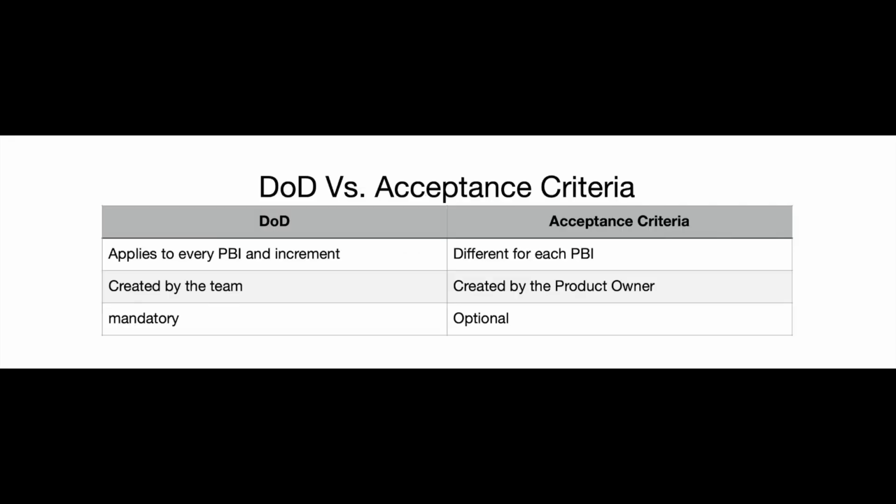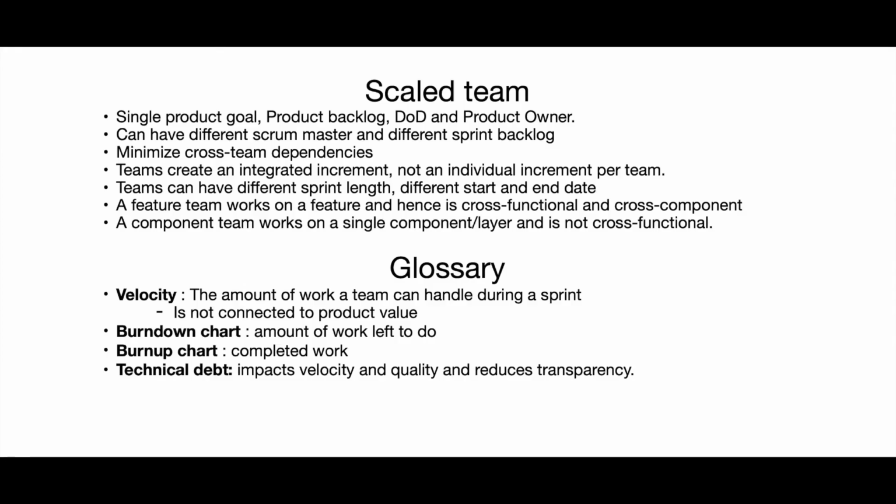Definition of done versus acceptance criteria. Definition of done applies to every PBI and increment. Acceptance criteria is different for each PBI. Definition of done is created by the team. Acceptance criteria is created by the product owner. Definition of done is mandatory. Acceptance criteria is optional.